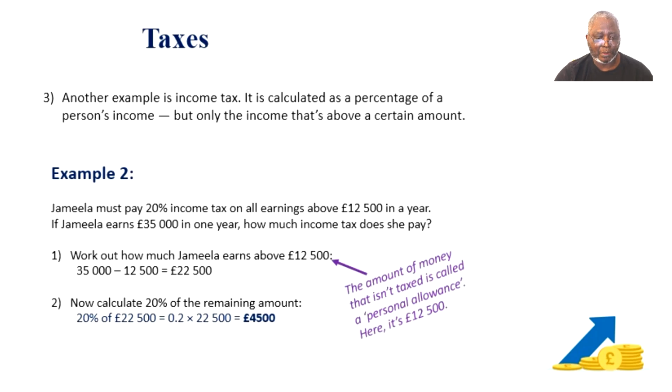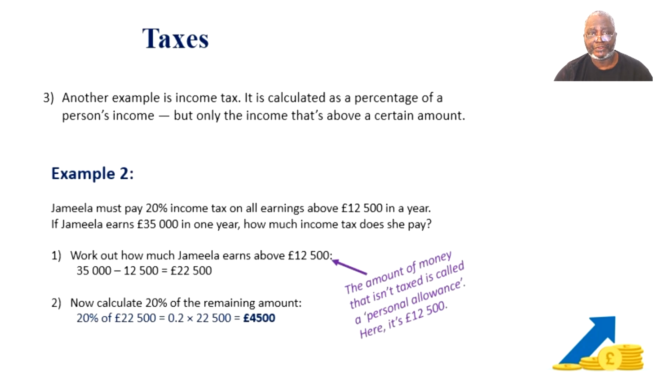Another example is income tax. It is calculated as a percentage of a person's income, but only the amount that's above a certain amount. Remember that if you're working, you probably know about that now, but if you're not, before your tax, you have what is called a personal allowance. The personal allowance is how much you can earn before you are liable to taxation.